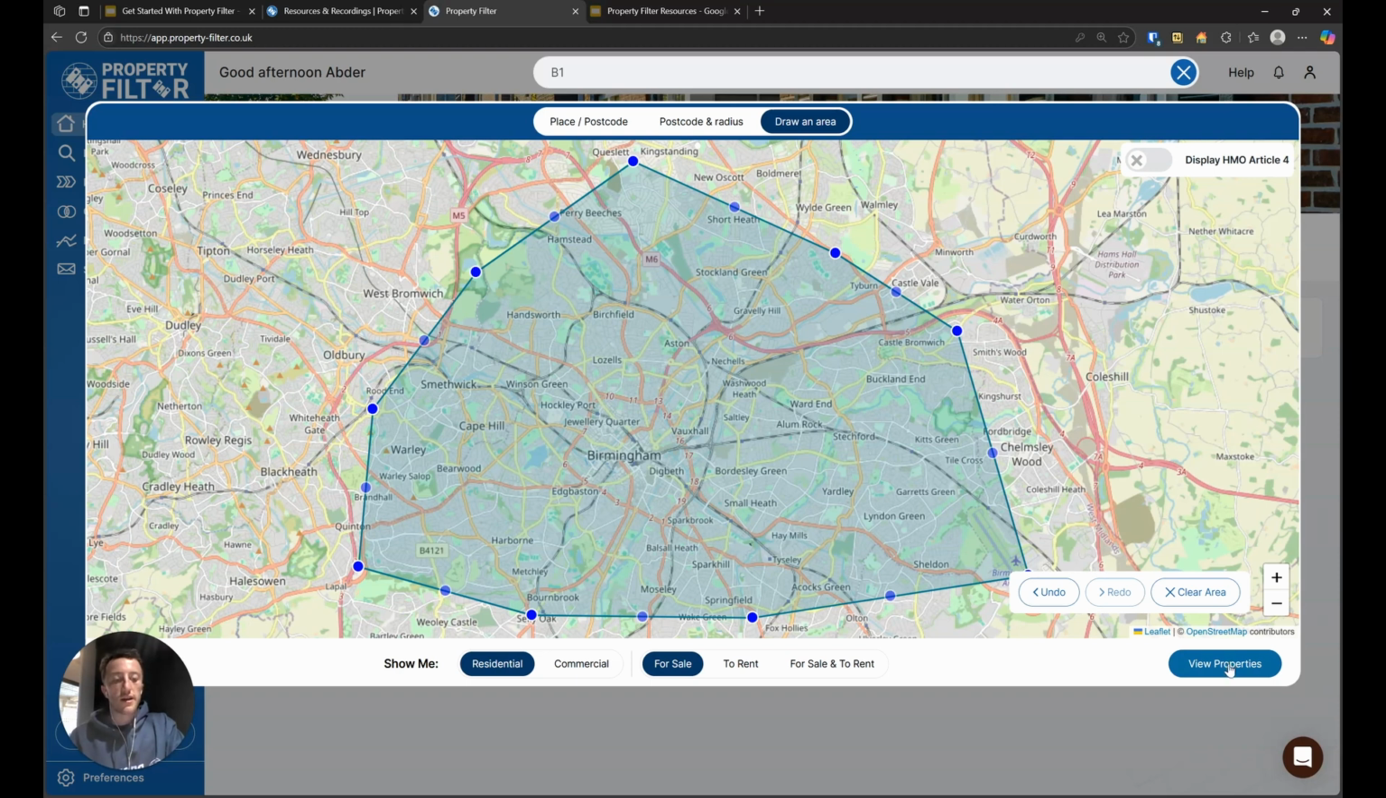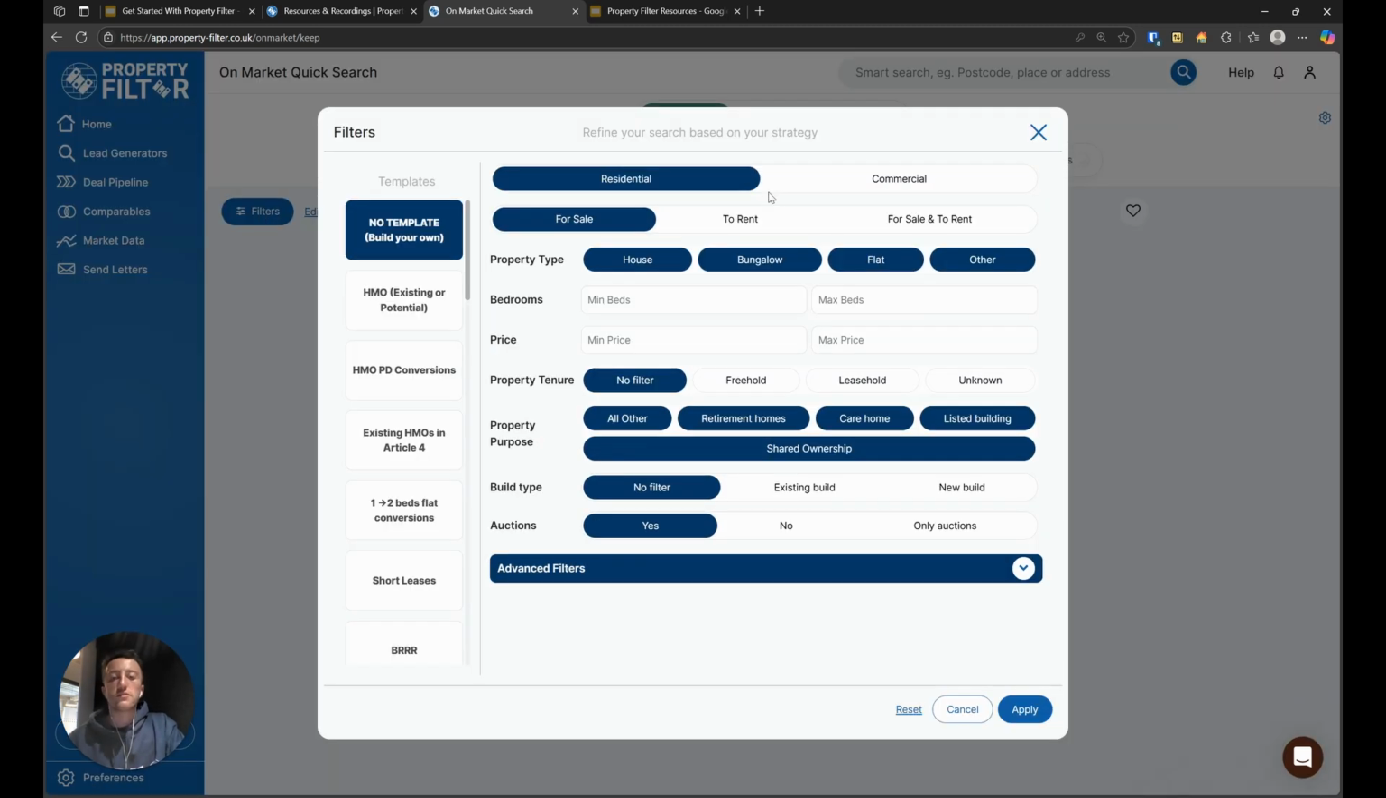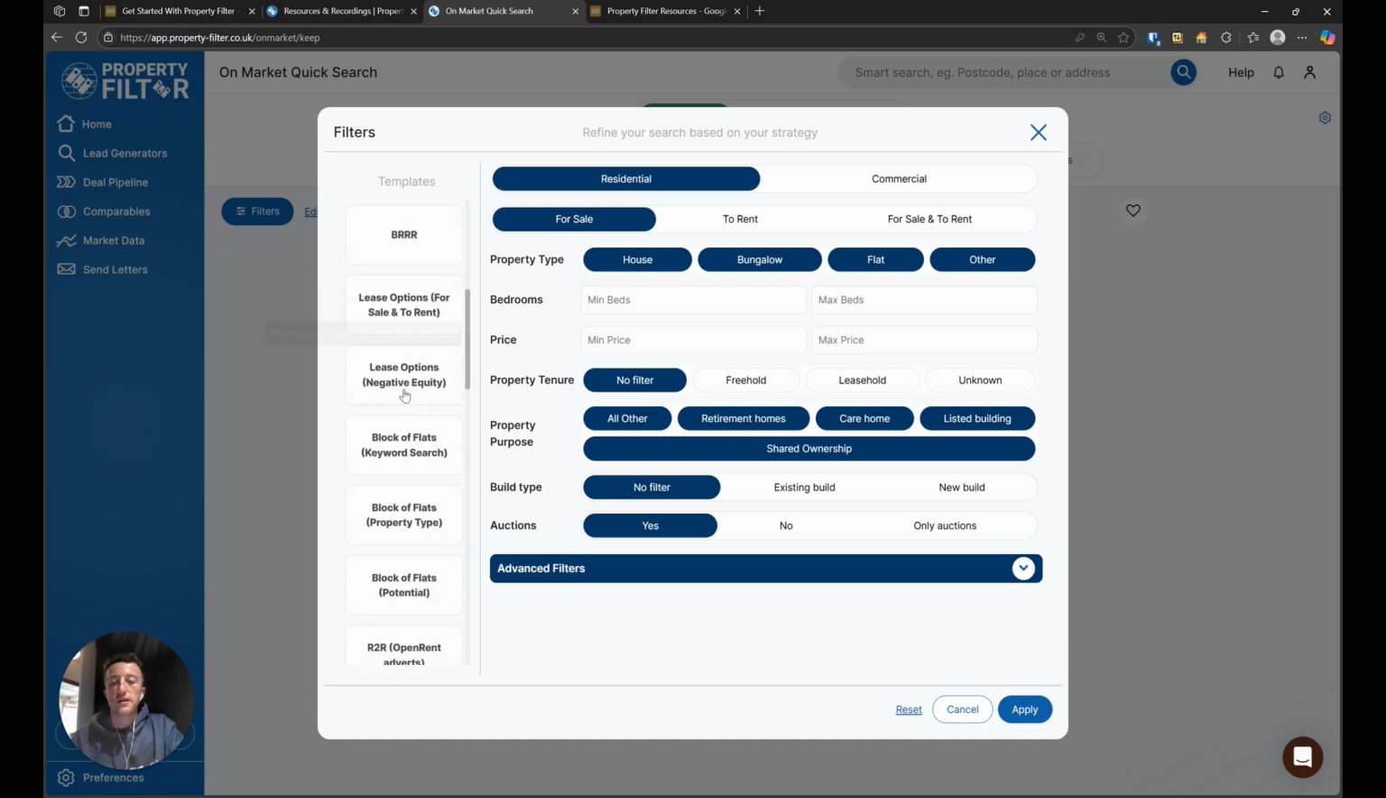And now we're going to select view properties, and instead of waiting for that to load, because we don't want to see all the properties, instead we want to see only the properties that are suitable for the strategy that we are focusing on. So I've selected the filters section just here on the left, and what we've got here on the left hand side is a variety of different templates. So let's say, for example, we're focusing on BRRs.